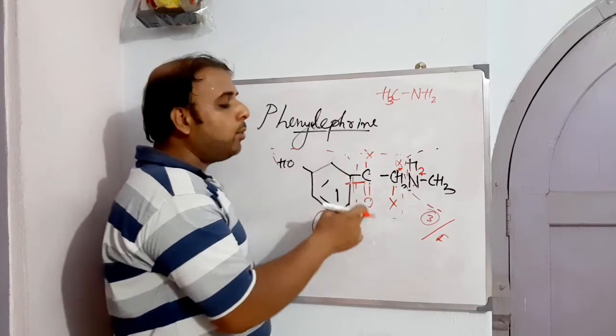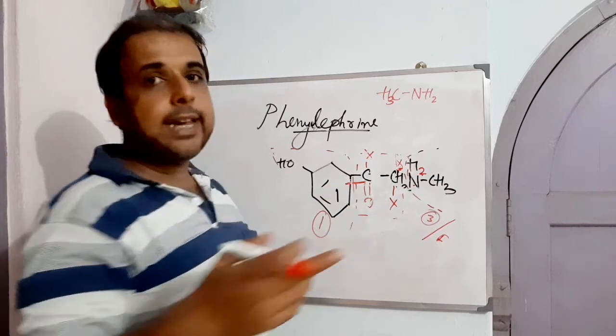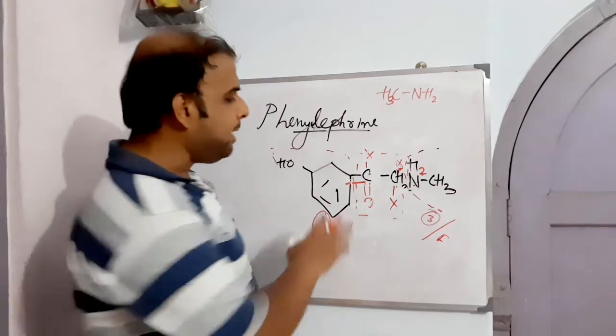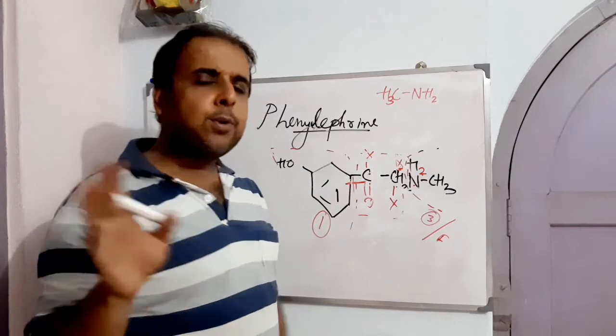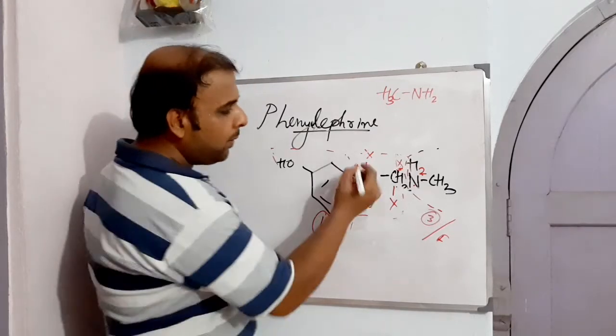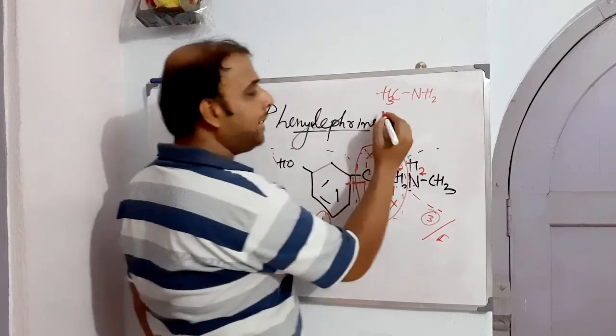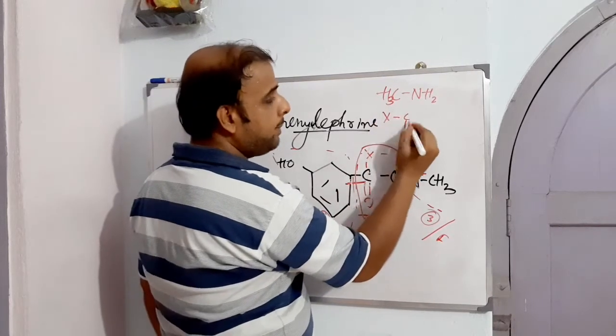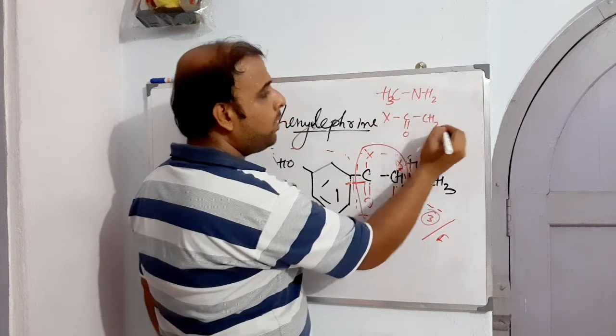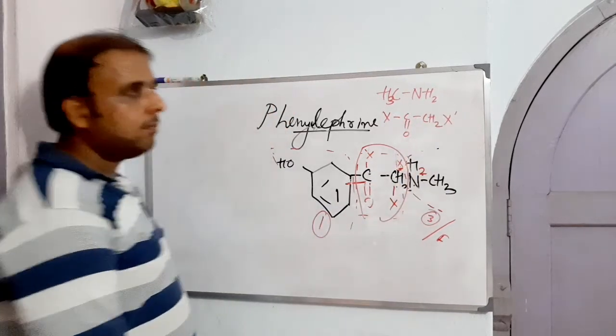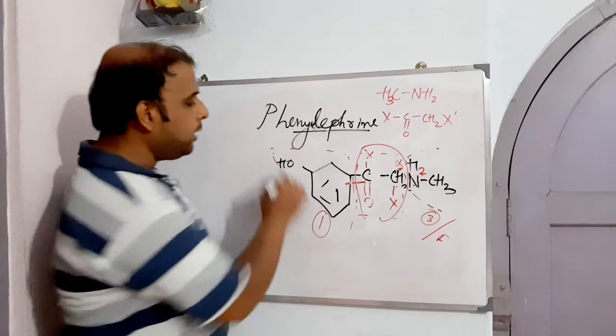And we know how to convert the C double bond O into a CHOH, right? Simply by reduction, and we have n number of reducing agents, right? Okay, so we got one thing. The second fragment can appear in the form of like this: halogen, C double bond O, then CH2, another halogen, right? Okay. The third one is like this.